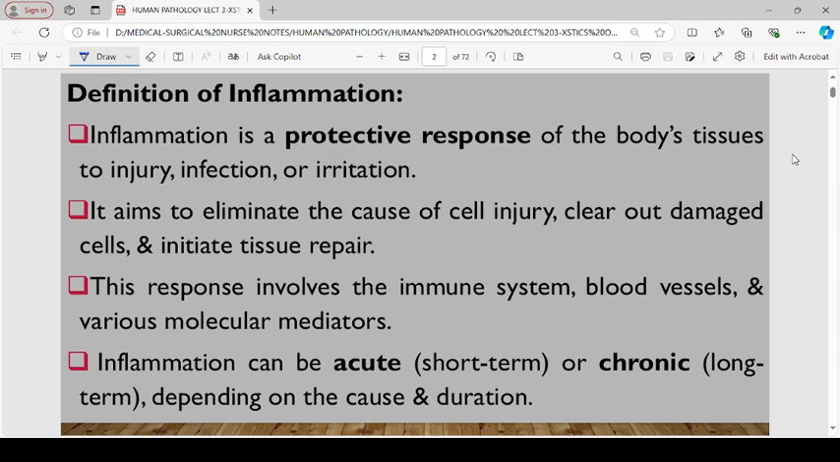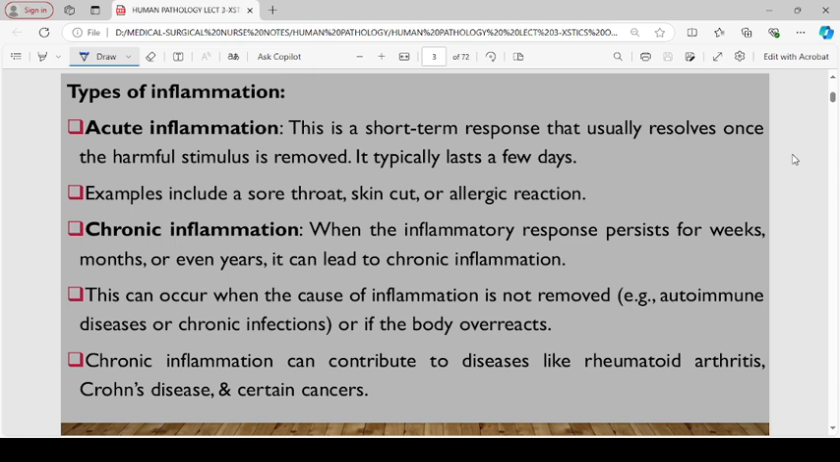Inflammation is generally referred to as a protective response of the body's tissues to either injury, infection, or irritation. Inflammation normally aims to eliminate the cause of cell injury, clear out damaged cells, and initiate tissue repair. This response involves the immune system, the blood vessels, and other molecular mediators. Inflammation can be short term or long term, depending on the duration and the cause.